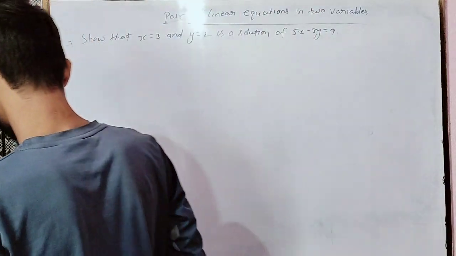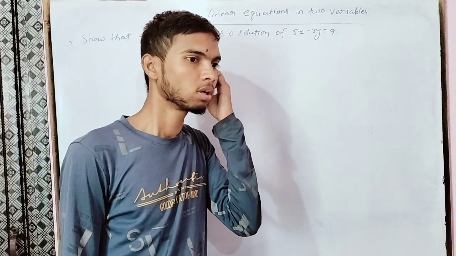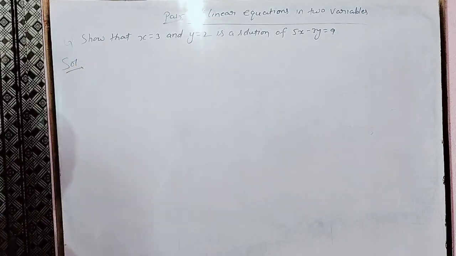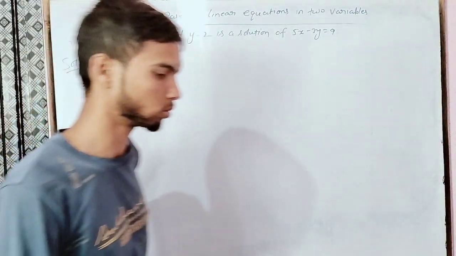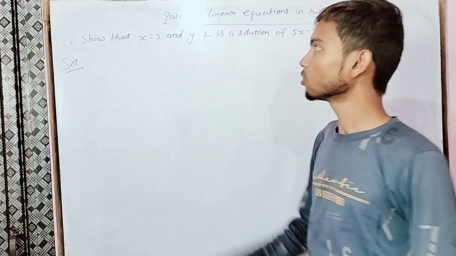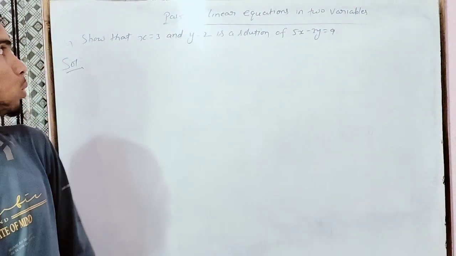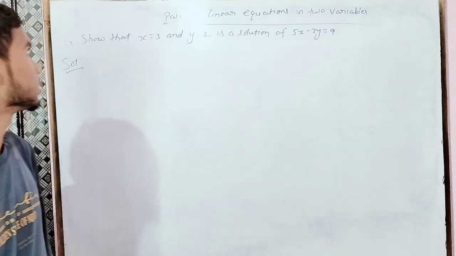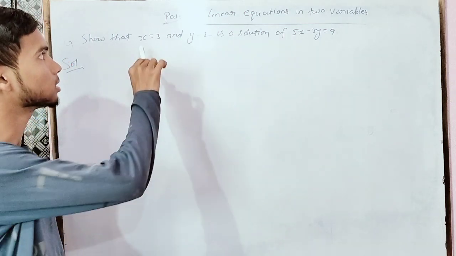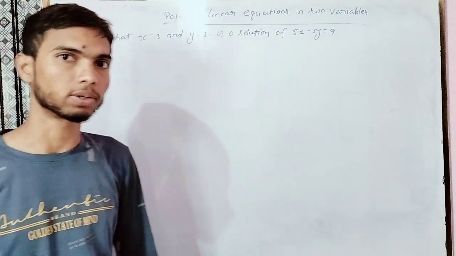This is the first question. What is the question saying? The question is saying you have to show something. What to show? If you are given x as 3 and y as 2, then it is saying that this is a solution of this linear equation.